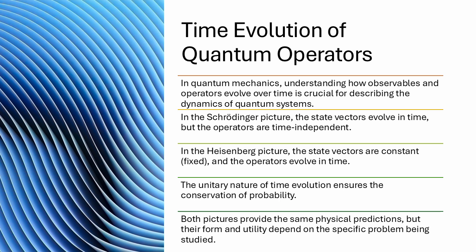Precisely. And that's why physicists can choose whichever picture is most convenient for a particular problem. Sometimes it's easier to work with the evolving quantum system, and sometimes it's easier to work with evolving measurement tools. Can you give us an example where one picture might be more useful than the other?